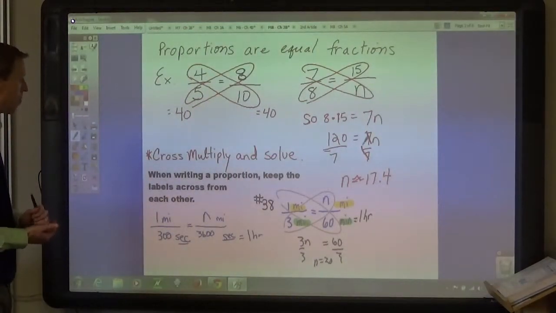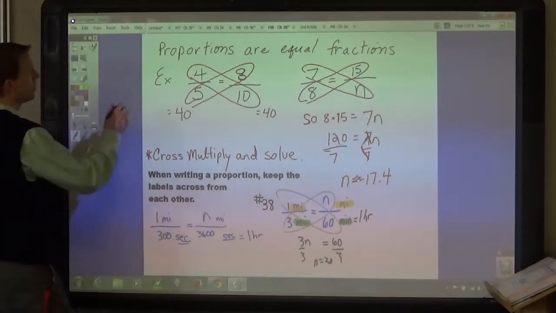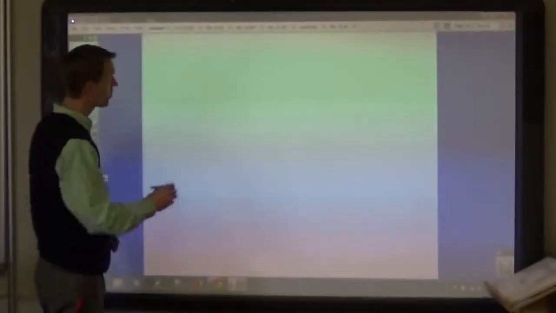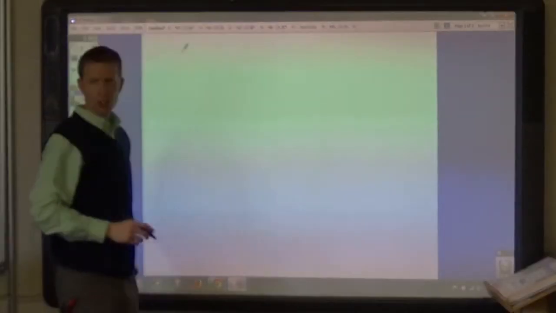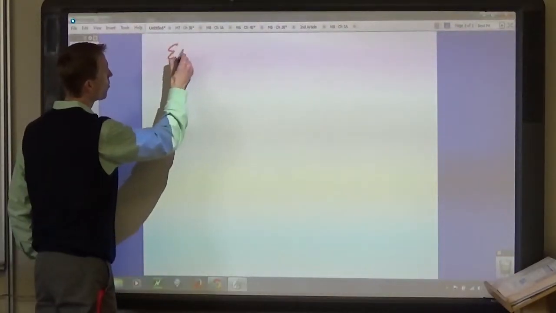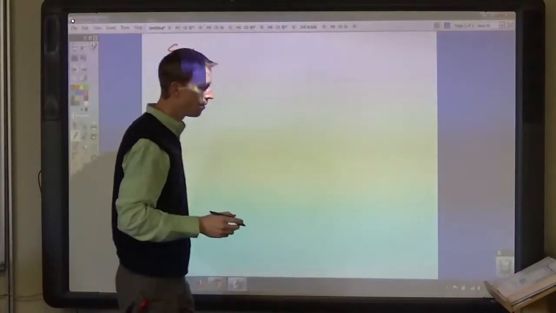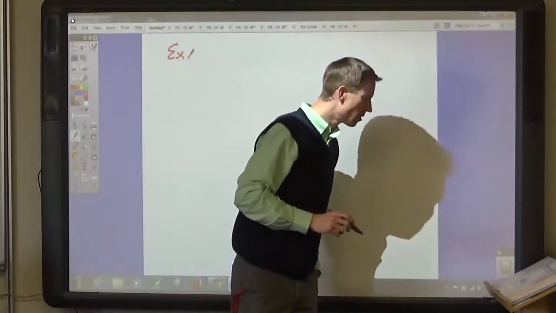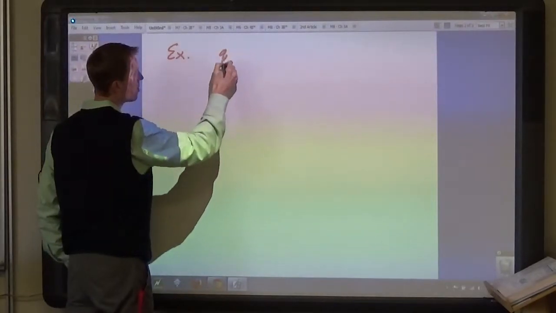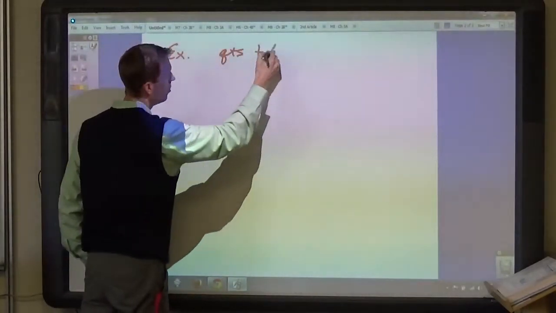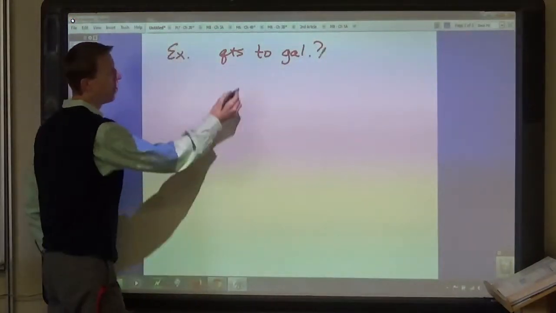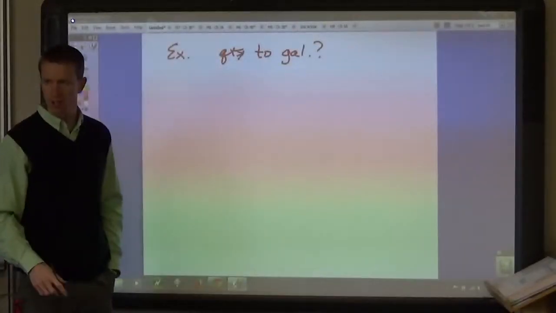Now, one of the questions in your assignment is about how you know which type of conversion to use. This covers example 3. So, take a look at number 9 in your book. It says, how would you convert quarts to gallons? What would you use to convert quarts to gallons?